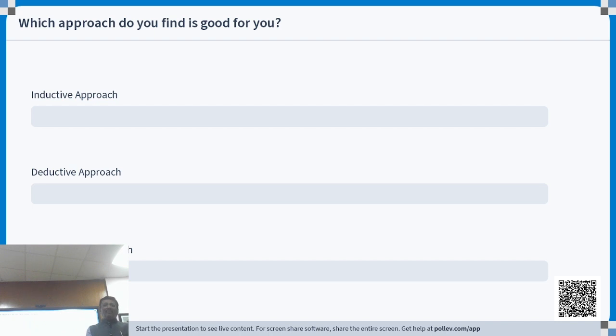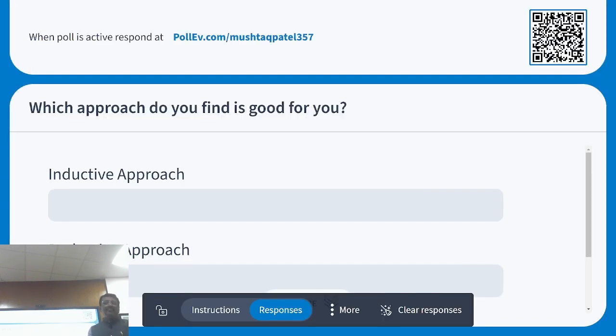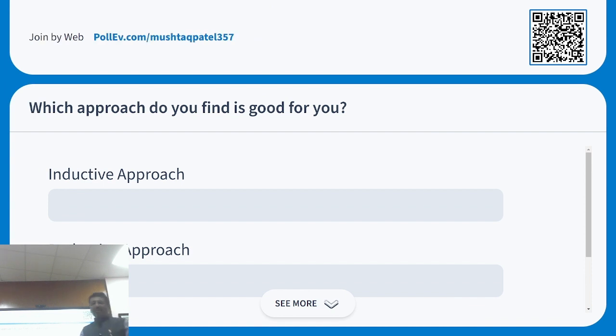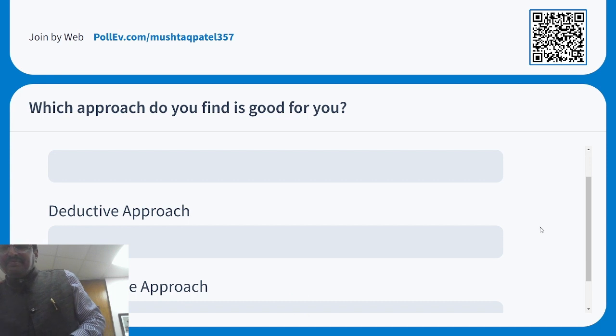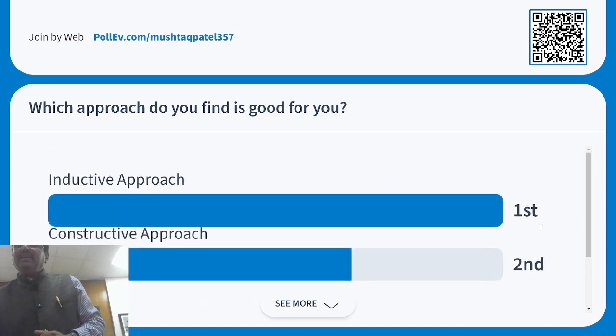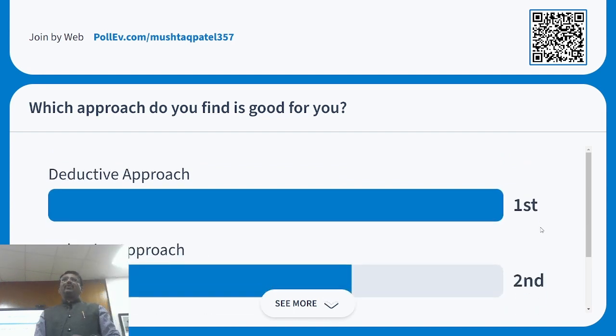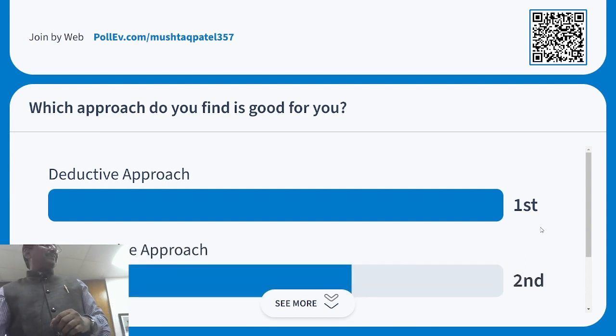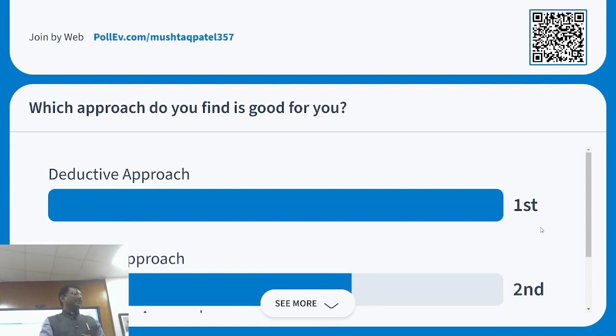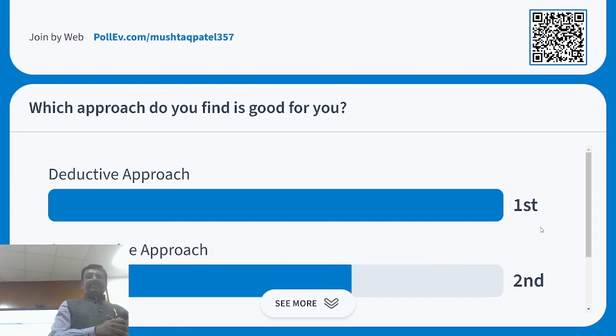Another question: which approach do you find is good for you? Inductive approach, deductive approach, or constructive approach? Three approaches I have given. No right or wrong answer. Automatically, once you are logged in, probably your next screen will be this only. I am getting ratings from you. No, don't scan. Once you are logged in, now my new question is appearing on your screen. Refresh, checked.